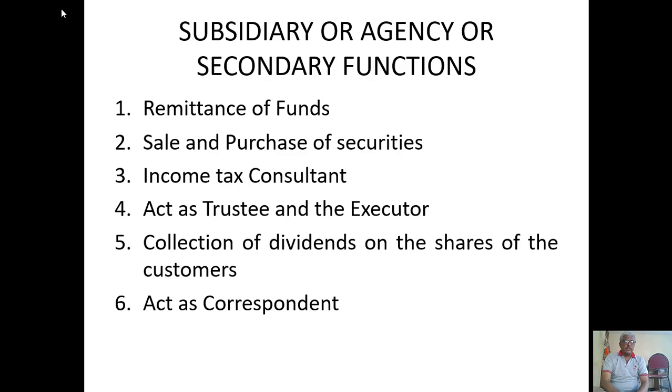Commercial banks also play a very significant role as an income tax consultant. On behalf of the customers, commercial banks act to pay the income tax to the income tax department. At the same time, commercial banks also advise their customers about income tax preparation.